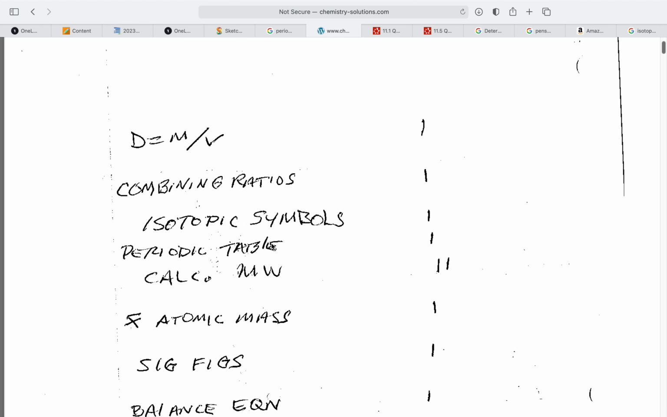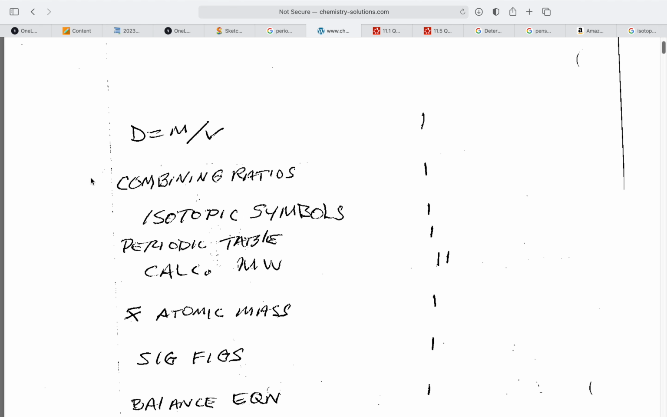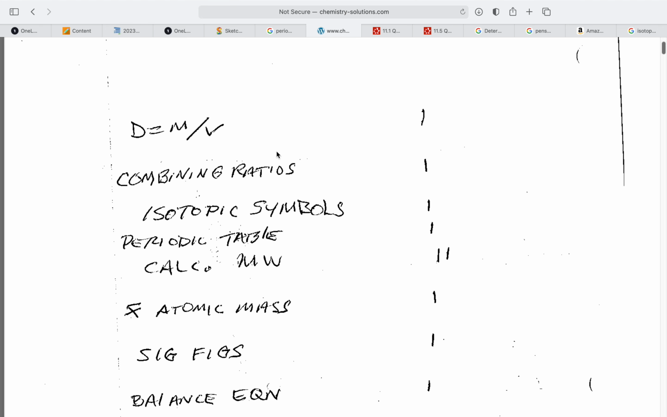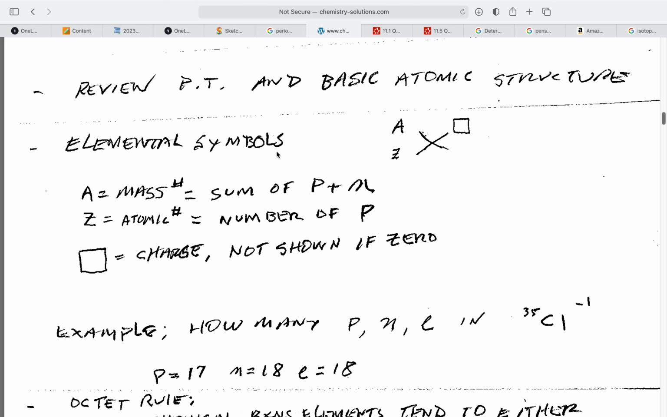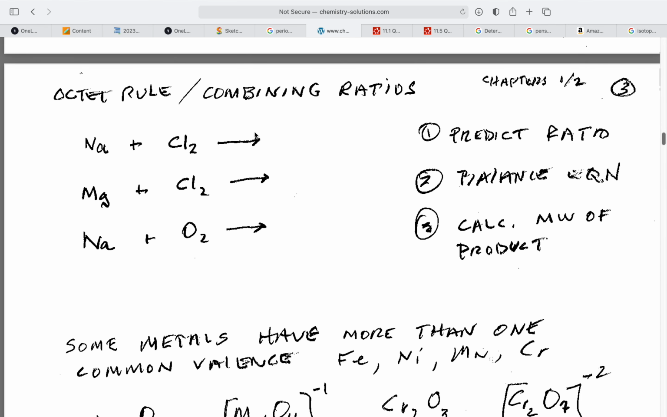So the next topic that I want to talk about is combining ratios, and what I think he's getting at here, if I can look through and maybe find one that has to do with it. Combining ratios, right?